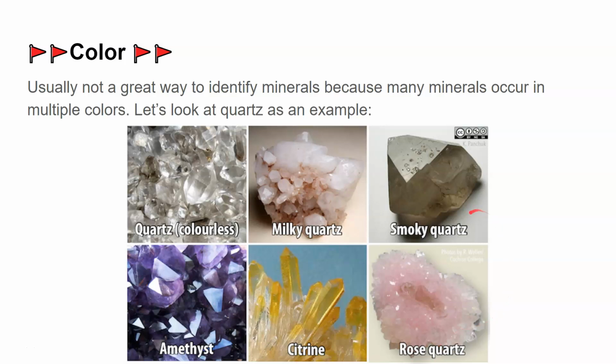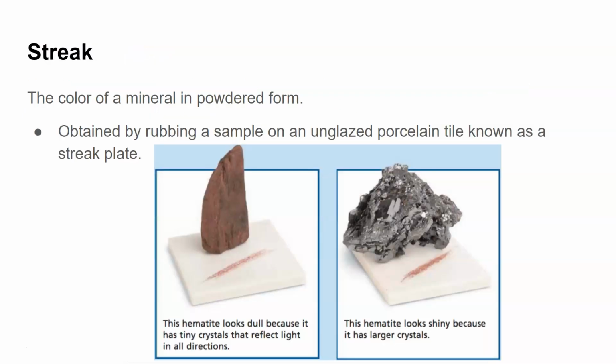All right, so this is just one example of why you wouldn't want to just look for the colorless variety to identify quartz, because an amethyst is still quartz. The other thing about color is not only do certain minerals appear in many colors commonly, multiple minerals can be the same color. There are lots of minerals that are colorless or white in color. So it's not a great way to identify minerals. What's more useful than color is streak.